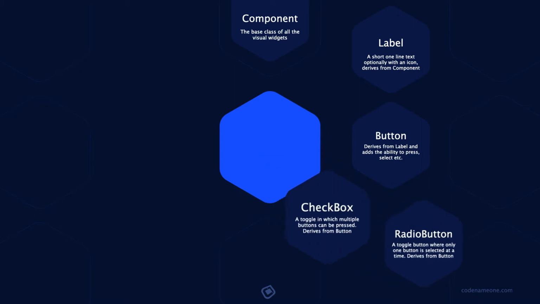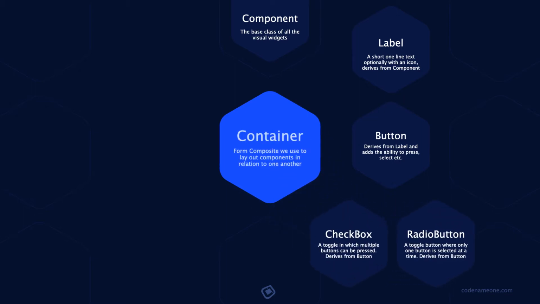Moving on, container is the second most important class in Codename One. A container contains components within it. It also derives from component and as such is a component in its own right. That means we can create any UI by nesting containers and components as we want. A container can lay out in various ways, which I'll discuss soon.